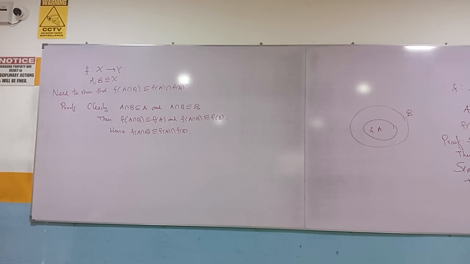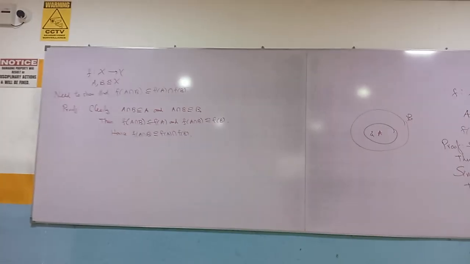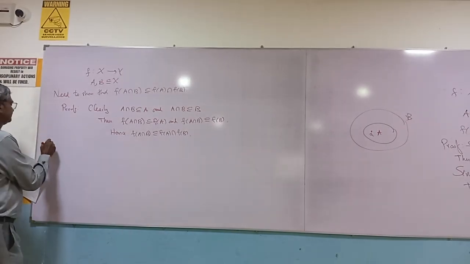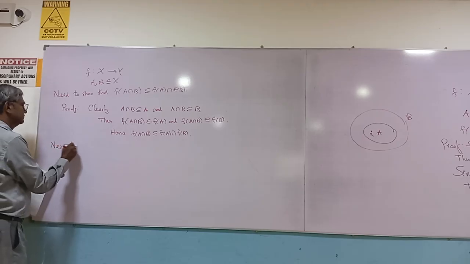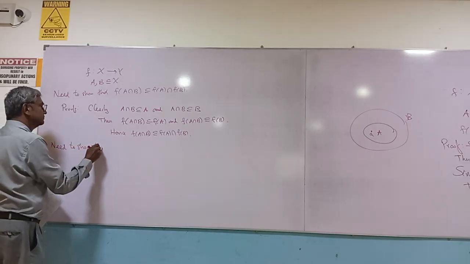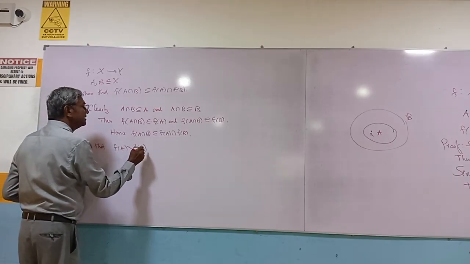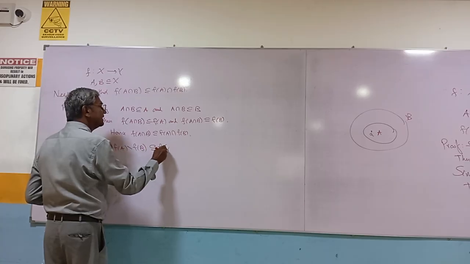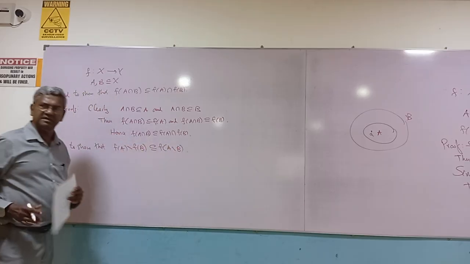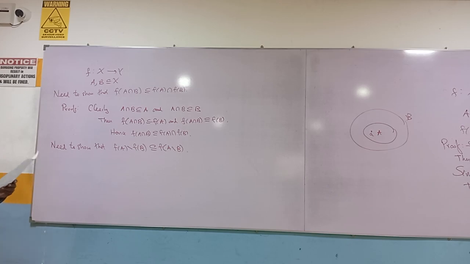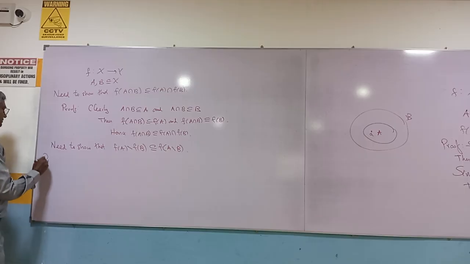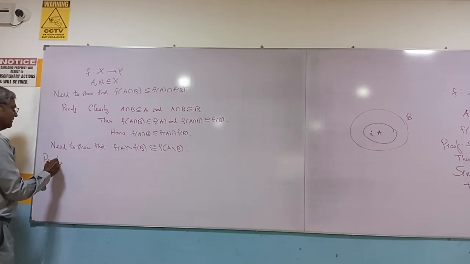Right? Okay, there is another part for this. f(A) minus f(B) is a subset of f of A minus B. We need to show that. f(A) minus f(B) is a subset of f of A minus B. This is what we want to prove. What is the first line here?